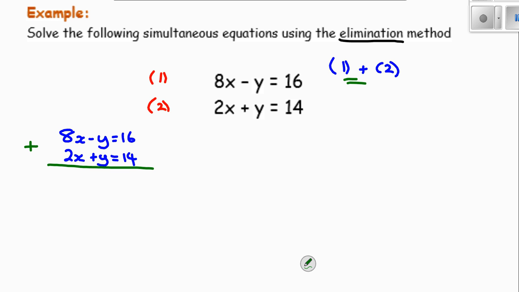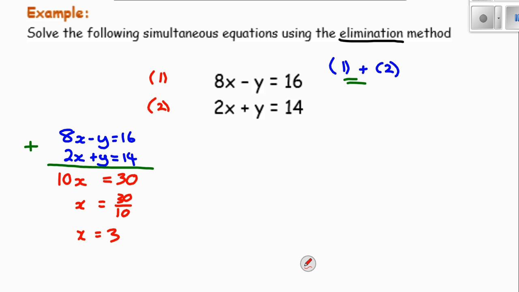So now let's work out our final answer. What's 8x plus 2x? 8x plus 2x is, of course, 10x. What's negative y plus y? Negative y plus y just becomes 0. So that's eliminated, so you don't need to write anything. You can cross out the y's if it helps you. And what's 16 plus 14? Have a think. That's right, it's 30. And now we just solve for x. So x equals 30 over 10, so x equals 3.